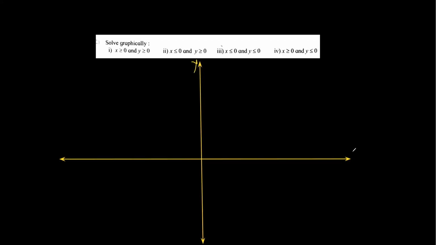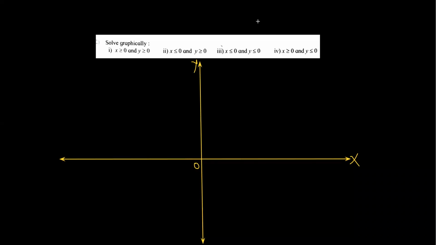This is the y axis, this is the x axis, this is the origin. Now see, there are two inequations that I have. Please understand that in the previous question, I had only one of them, but this time I have two. So first of all, I'll go for the first one.